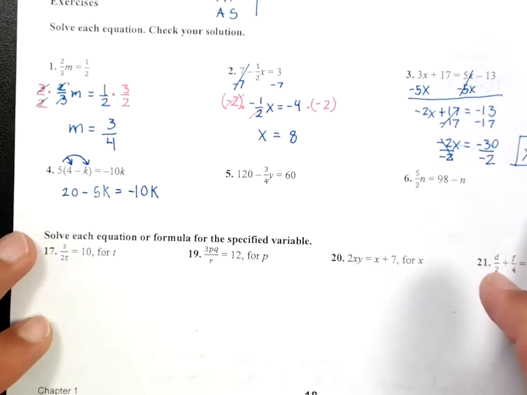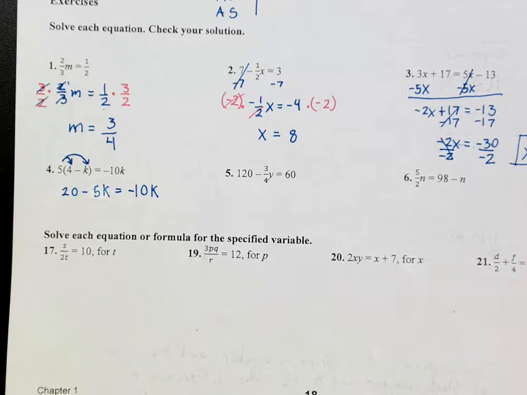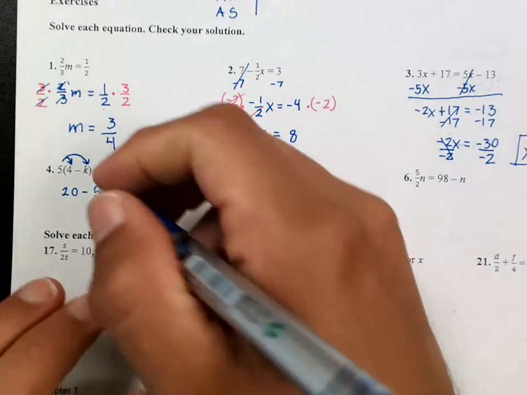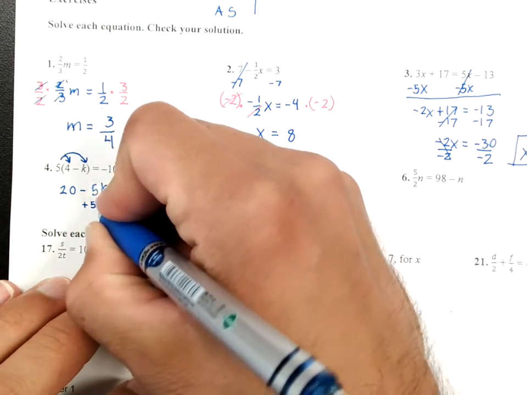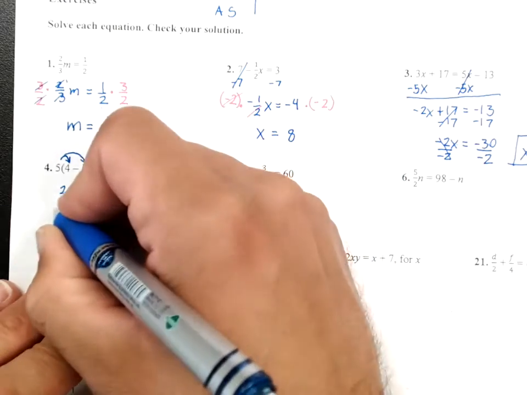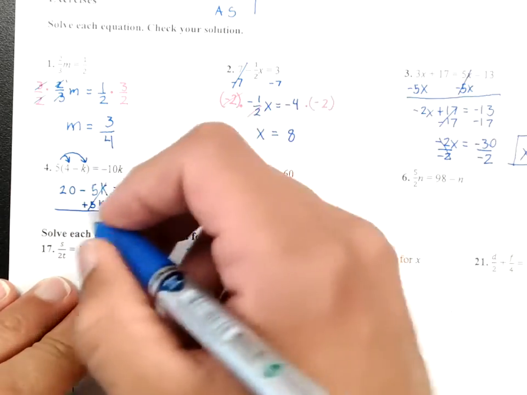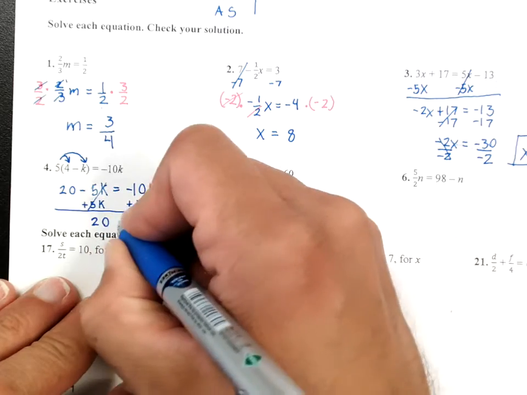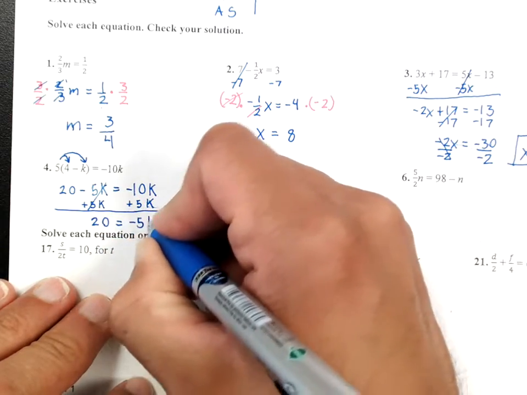All right, so we have that right there. What's the next step? Yeah, we can add the 5K. Now it might be a little bit faster. It's about 1 line faster, really. And that's going to give me 20 is equal to negative 5K.